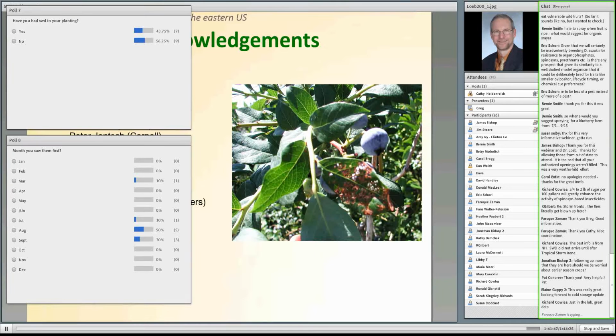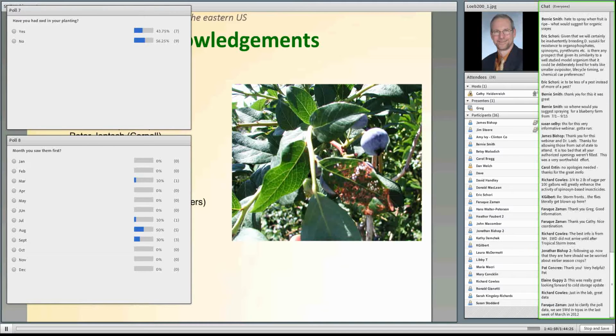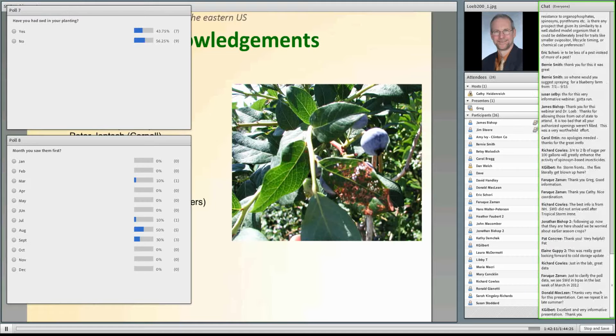Okay, Richard responded to your inquiry saying he's just used it in the lab, but he had great data. Yep. And while we're waiting to see if there are any other questions, the results of the polls are there. I just wanted to point out to people, of the 16 people who responded, 7 have had spotted-winged Drosophila in their planting. And if you look down below, there was one detection in March, but the others began in July, and then the highest number in August, and then also in September. Interesting. And Farouk said, just to clarify the poll data, we see spotted-winged Drosophila in traps in the last week of March. That was this year, 2012.